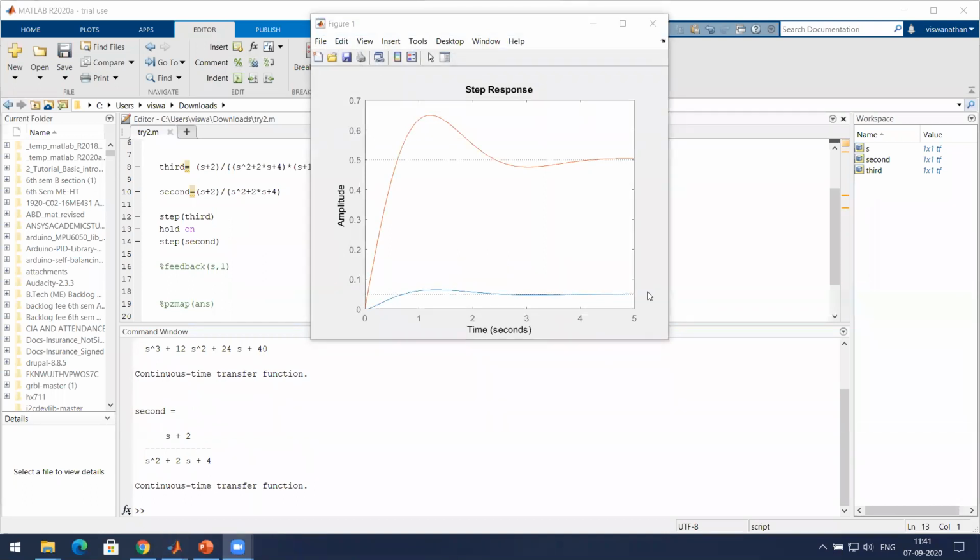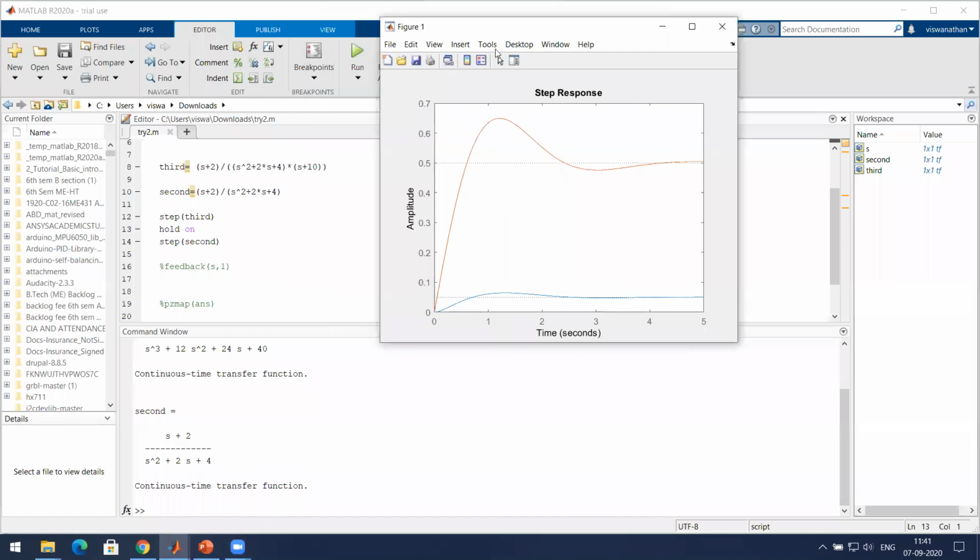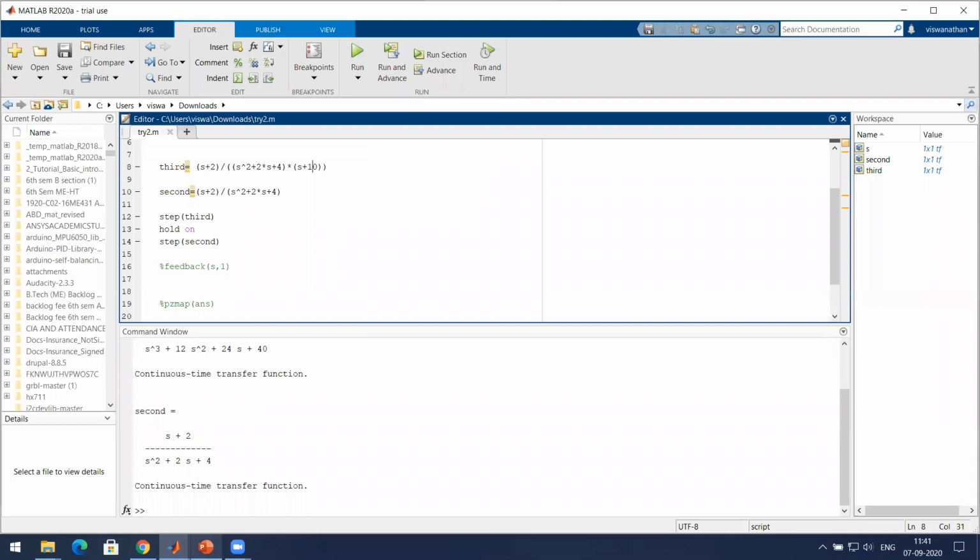So do you see it as equal? Do you see it as equal? No, sir. No? Anybody saying yes?